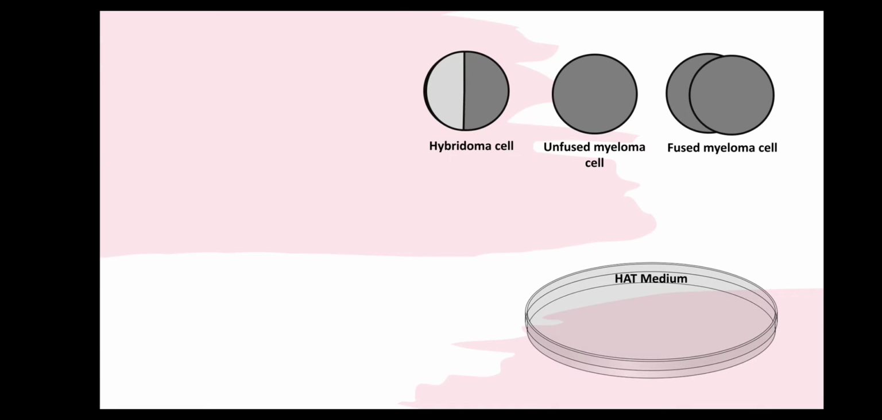Now these remaining cells are taken in a HAT medium. HAT means hypoxanthine, aminopterin, thymidine. Whenever any cell divides in the artificial medium, before it divides, it has to make a copy of DNA, and for that it requires the synthesis of nucleotides. Usually this nucleotide synthesis is possible in two ways: one is the salvage pathway and another is de novo synthesis. Now in HAT medium, cells cannot go through de novo synthesis. This is due to the presence of aminopterin in the medium.